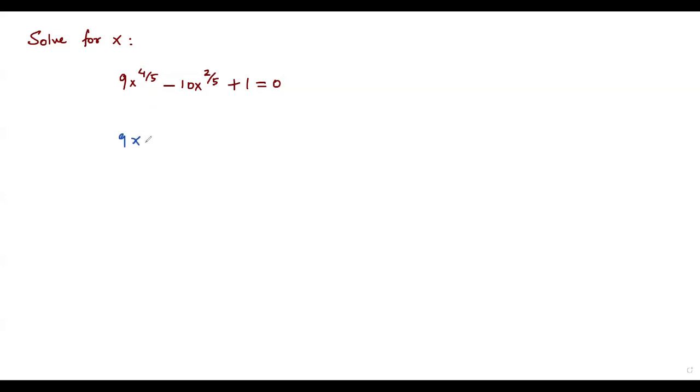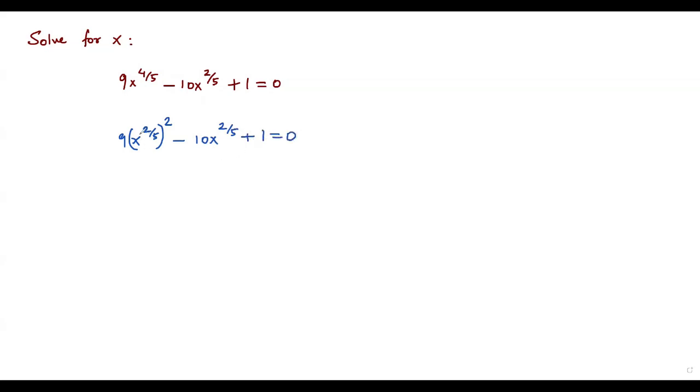9 times x. I'm going to write this exponent of 4/5 as x to the power of 2/5 whole to the power of 2. Here we have the base x and the exponent 2/5, and for this complete stuff again we have the exponent 2. Whenever we have two exponents like this, we can multiply the two exponents. When I multiply 2/5 and 2, I am getting the exponent 4/5. Now let me write the rest of the terms as it is. It is negative 10 times x to the power of 2/5 positive 1 equals to 0.